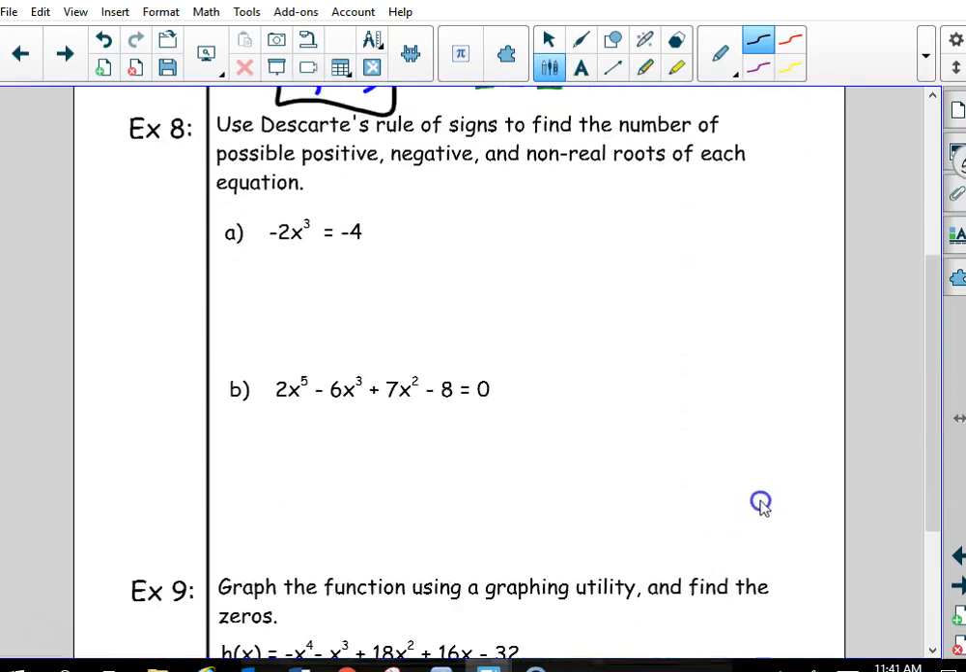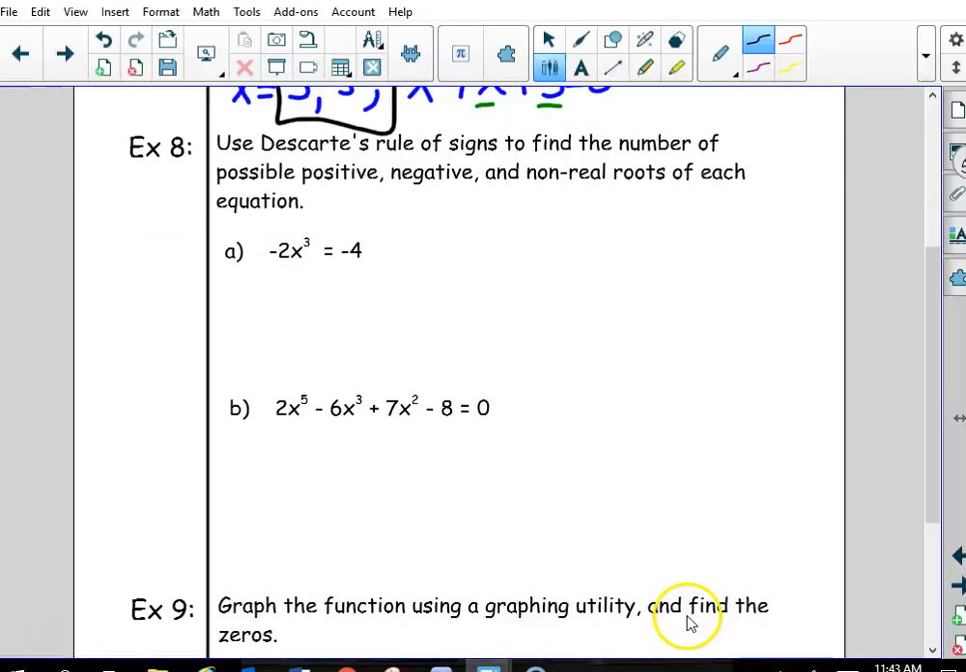Okay, let's take a look at number 8. Okay, this is kind of a strange idea that is really helpful if you don't own a graphing calculator. It basically tells you what to expect out of any given polynomial, how many roots you're going to have, and what kind you're going to have. So we're going to get a 0 on one side here. I'm going to add 2x to the third. And we get 2x to the third minus 4.